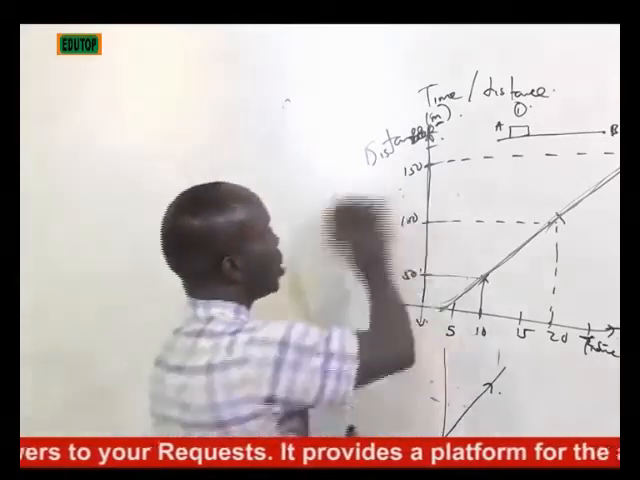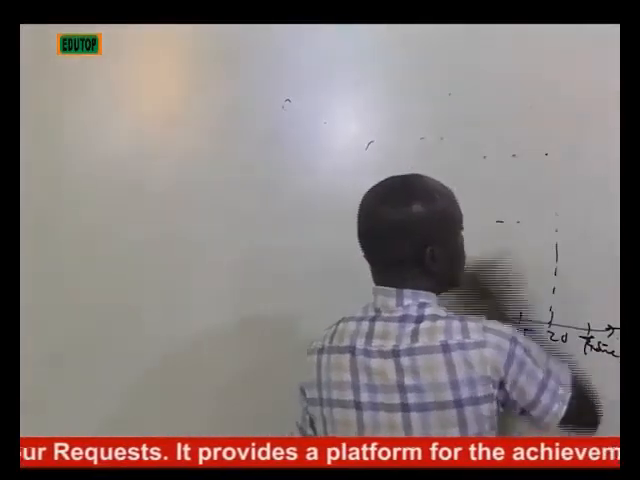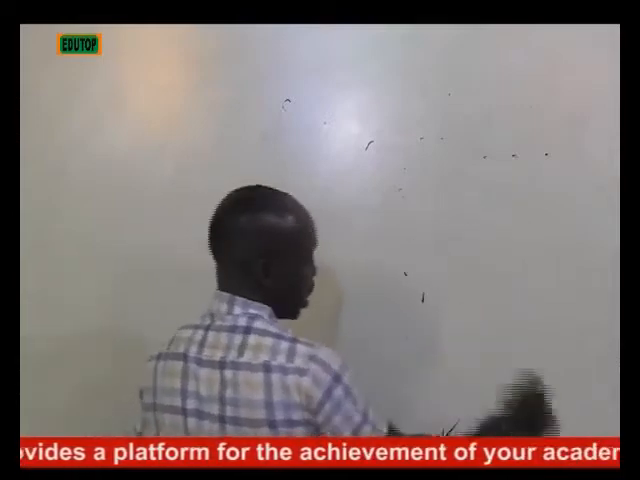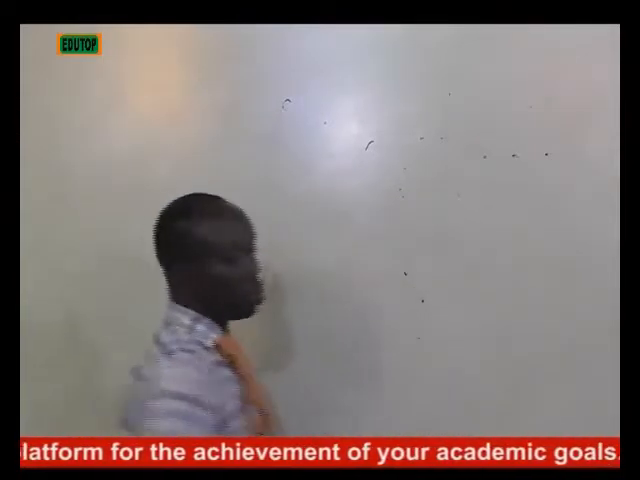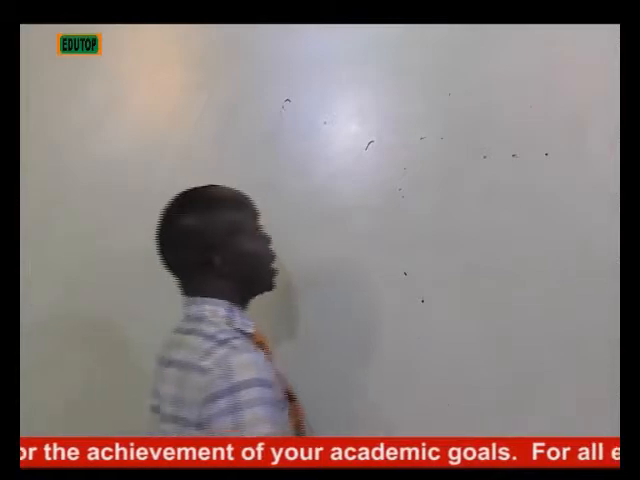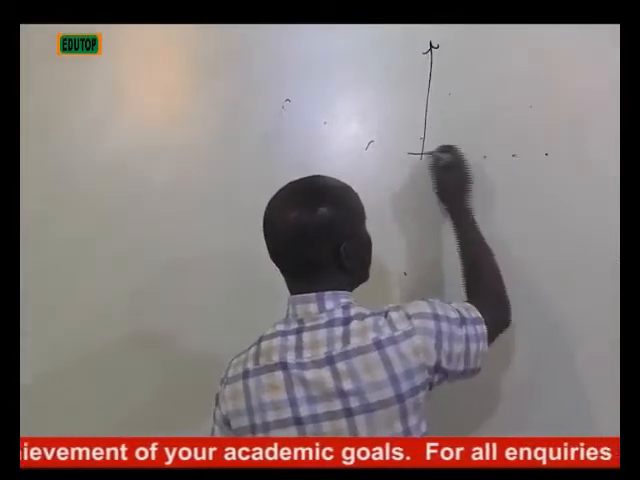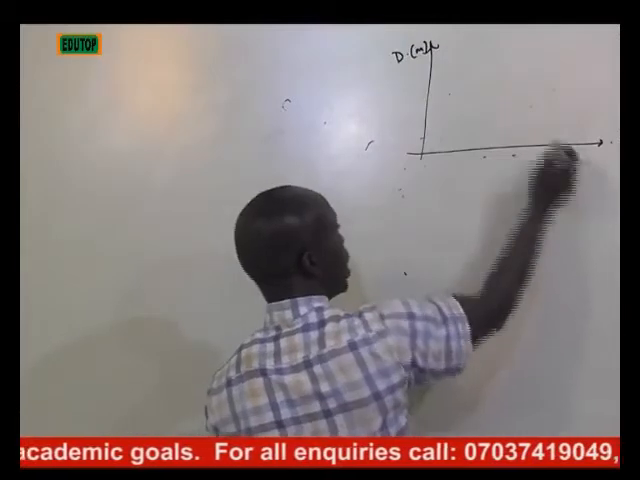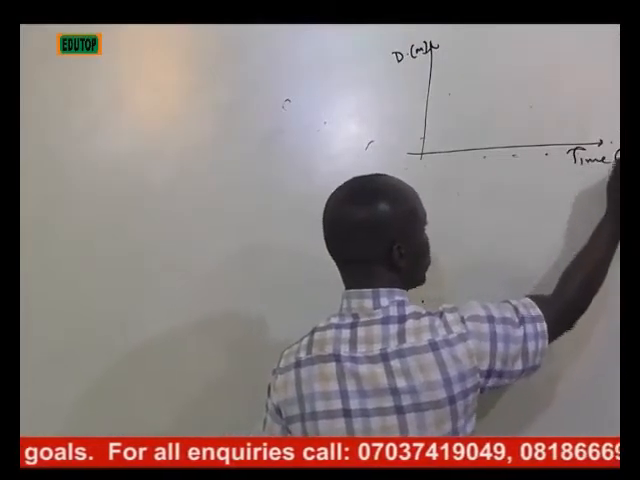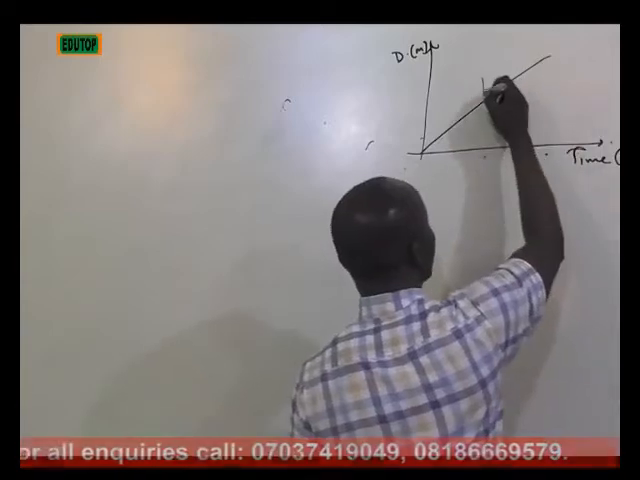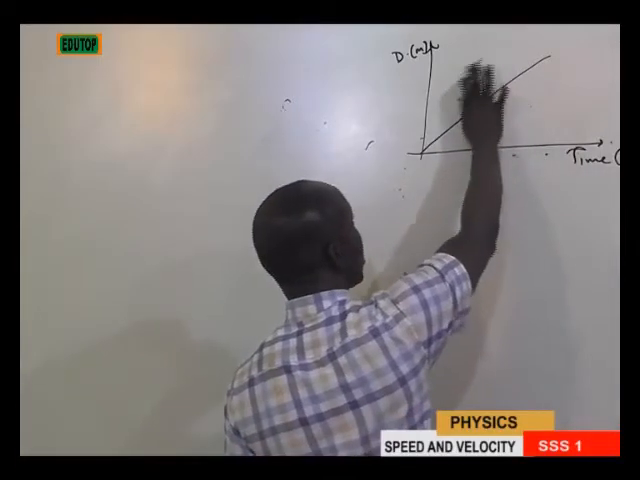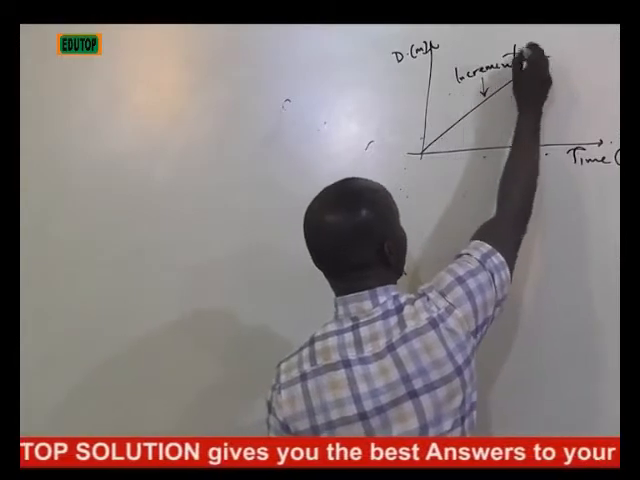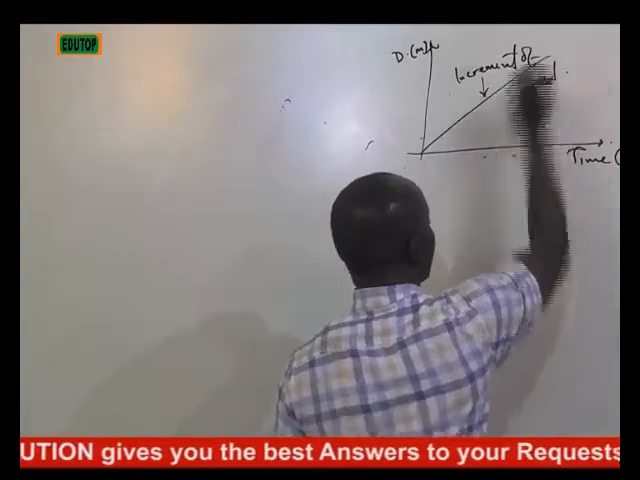Now let's look at the other scenario where you have movement of a particular body at constant speed. How do you judge the graph for that? Remember, we said movement of a particular body. This is distance in meters. This is time in what? Seconds. If it's increasing this way, it's experiencing what I call an increment of speed. You understand?